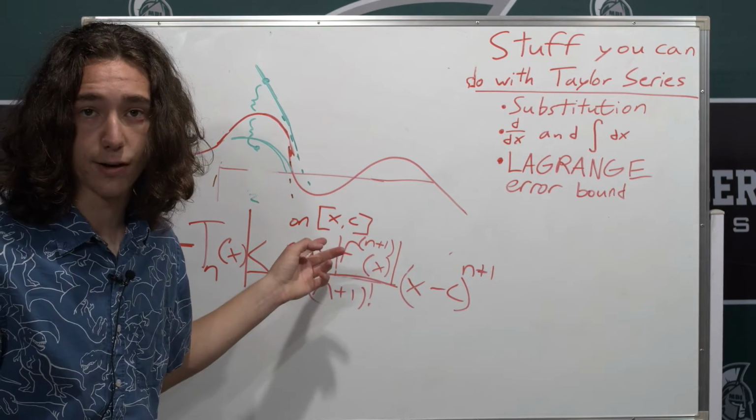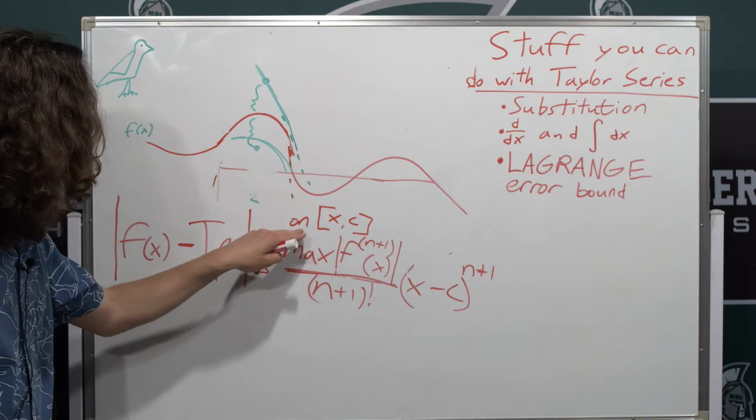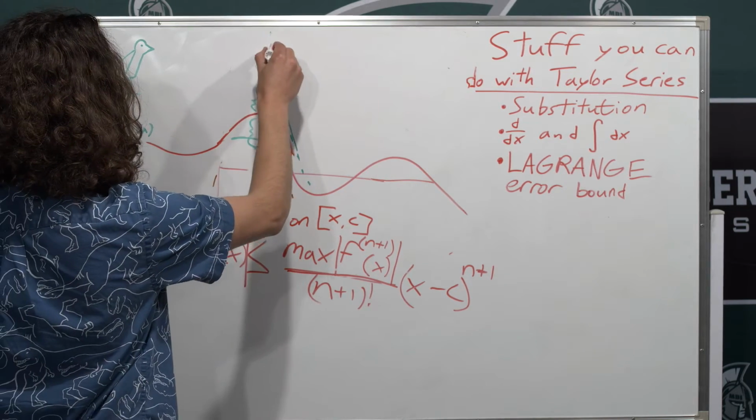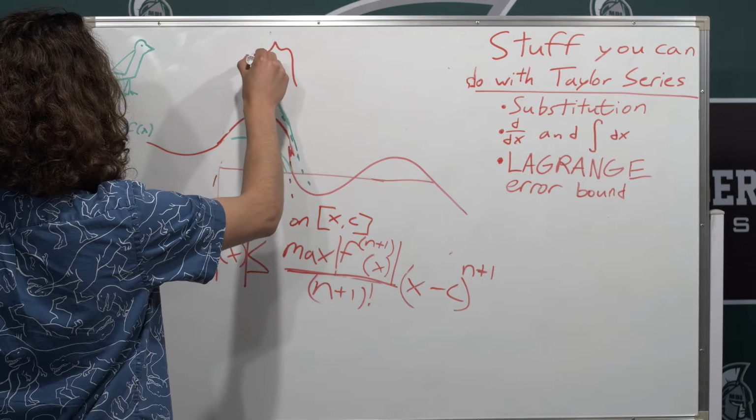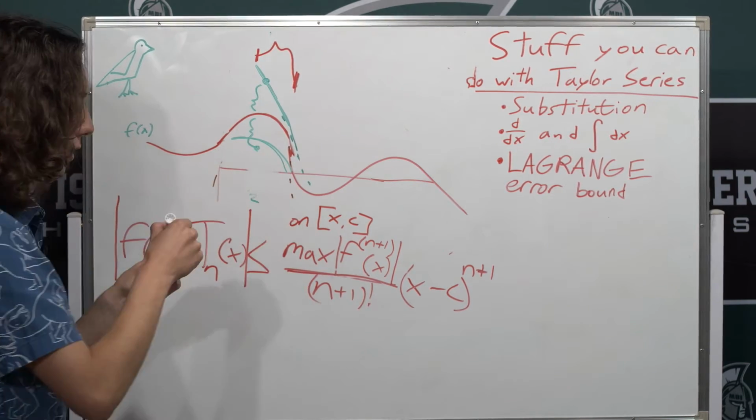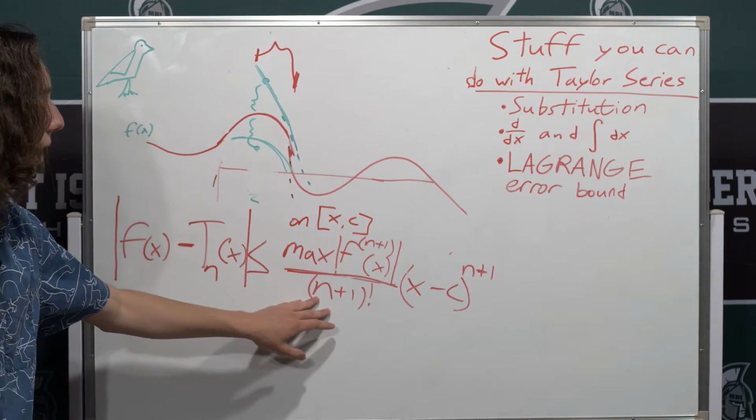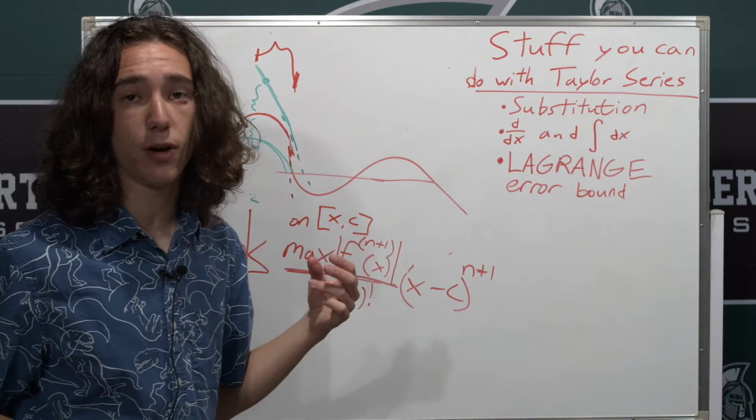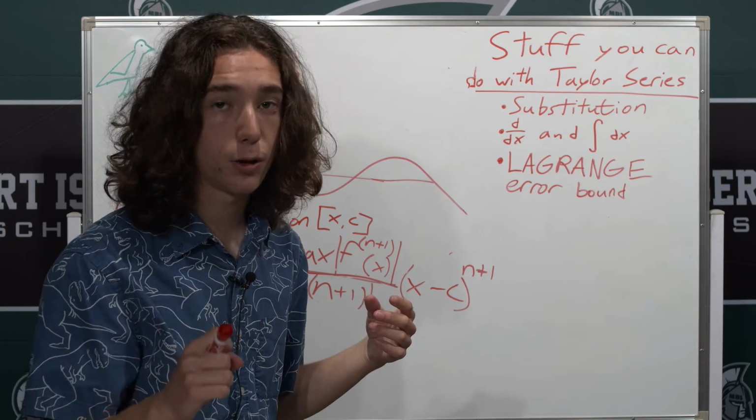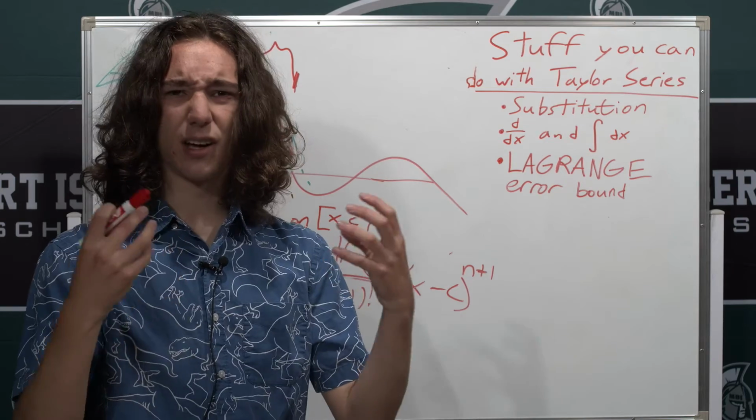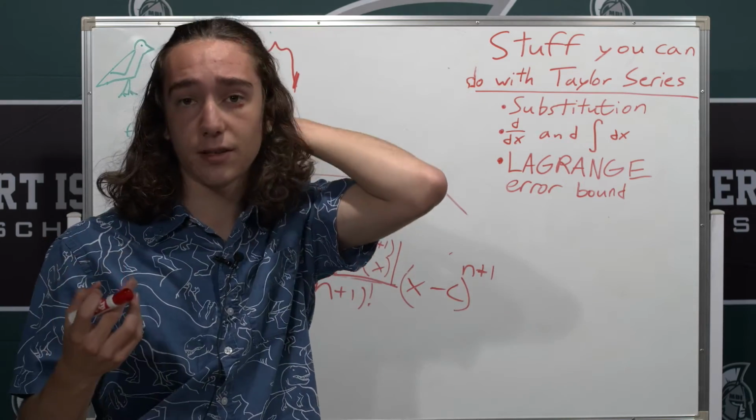Not the drug, the range, x to c. The biggest that it could possibly be on this little range between our x and our center is our error bound. It's the farthest we could possibly be off. We know we are closer than that. And I know that still sounds like a lot, and it doesn't have to necessarily make sense.